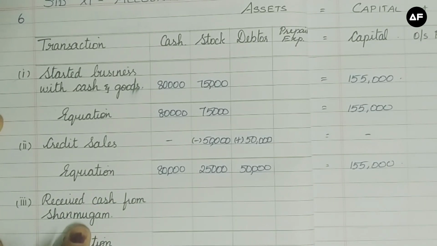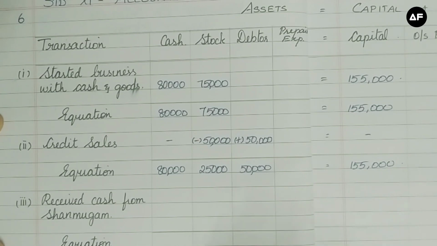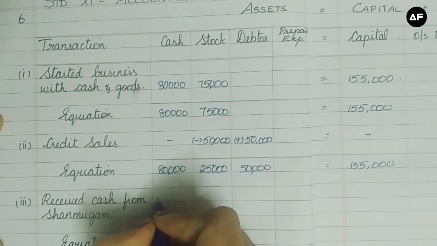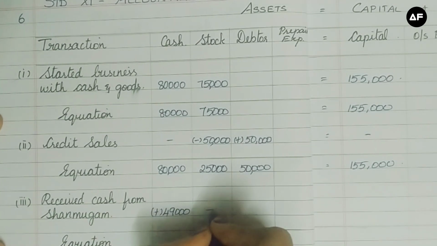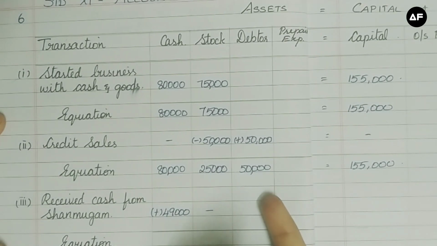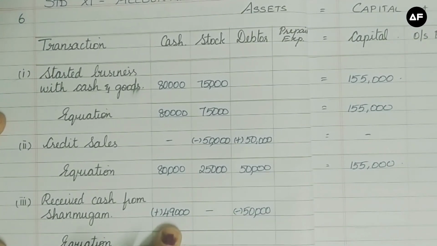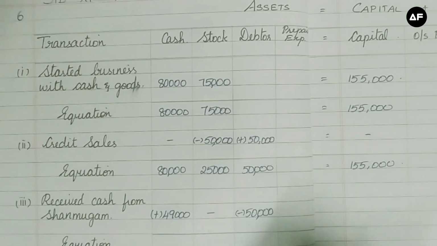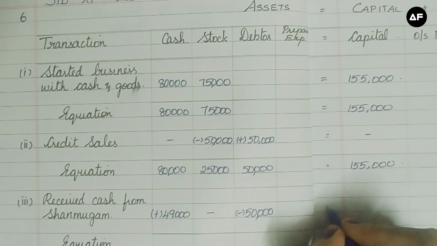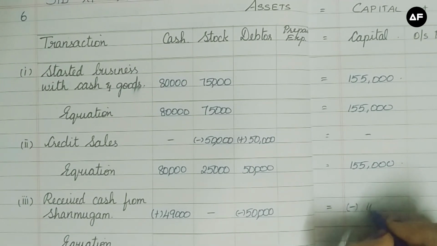Next is: received cash from Shanmugam in full settlement. So Shanmugam is a debtor who's supposed to pay us 50,000, but in full settlement, only 49,000 is being received as cash from Shanmugam. So cash 49,000, I'm going to add it because it is coming inside the firm, so it increases. Stock, nothing. Now it is in full settlement, therefore he has settled his account fully, so 50,000 is removed from debtors. The difference between the 50,000 and the cash he gave, 49,000, is nothing but the 1,000 rupees discount which we have given him. When we allow a discount to our debtor, it is a loss for us. Any loss is going to be shown in the capital. So subtract the loss from the capital.